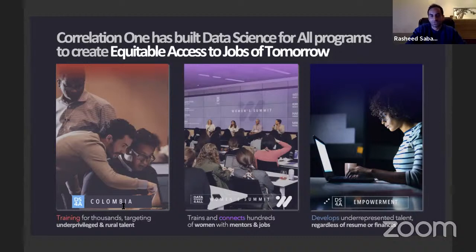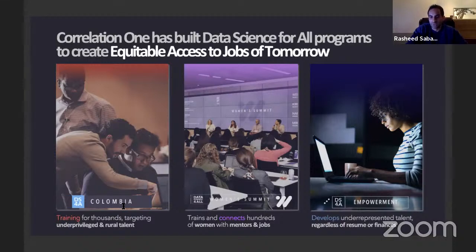We also have a program that we call Data Science for All Women's Summit, where we provide completely free technical training, mentorship, and connections to jobs for aspiring women data scientists. In fact, we just graduated a class of 225, and all of you are welcome to tune into the grand finale tomorrow. They have amazing projects, and you can get a little bit of a sneak preview of what it looks like to go through a multi-week training program for Correlation One.